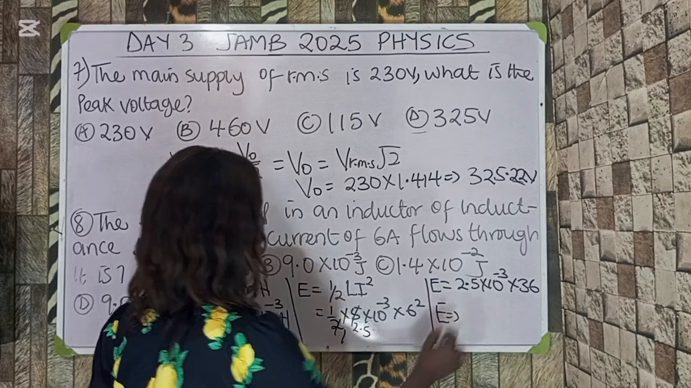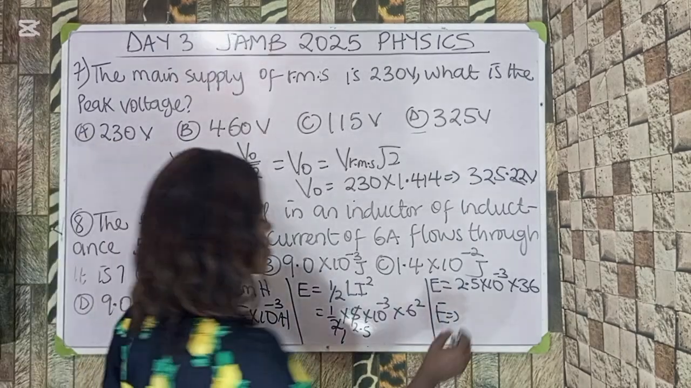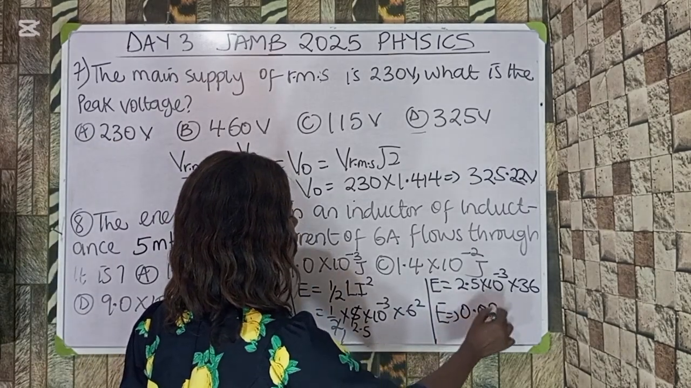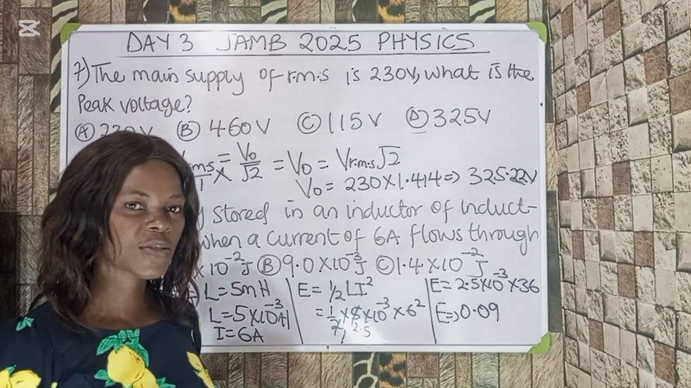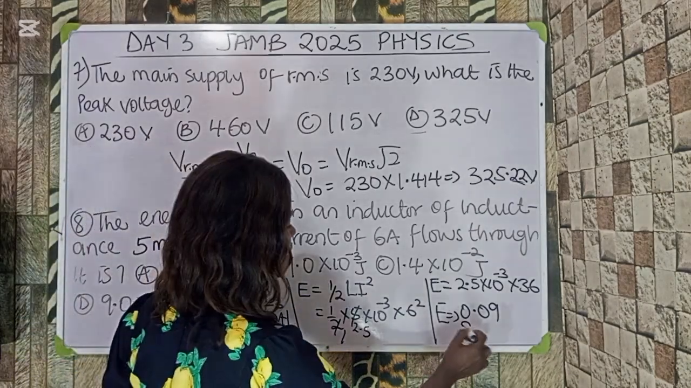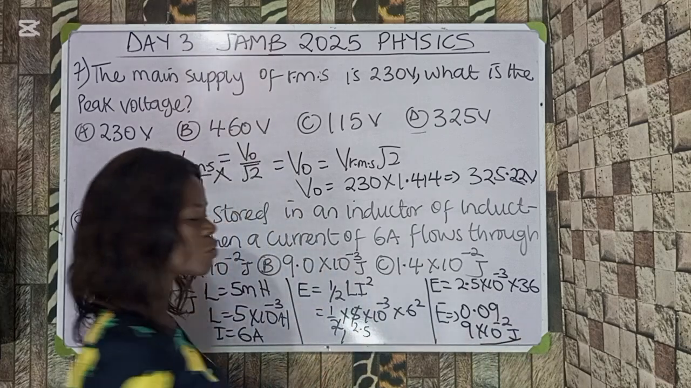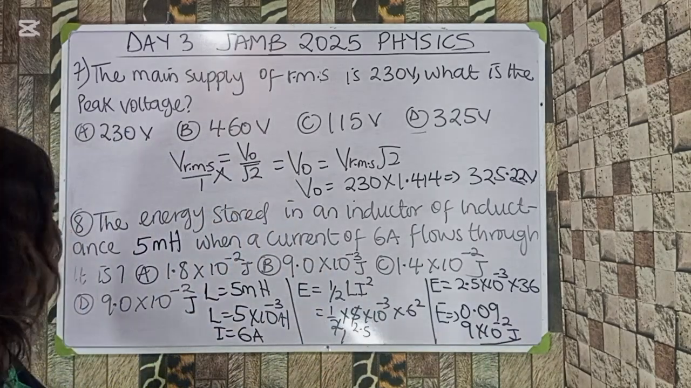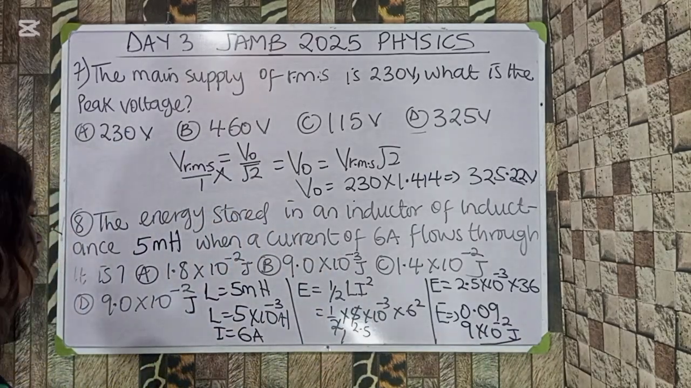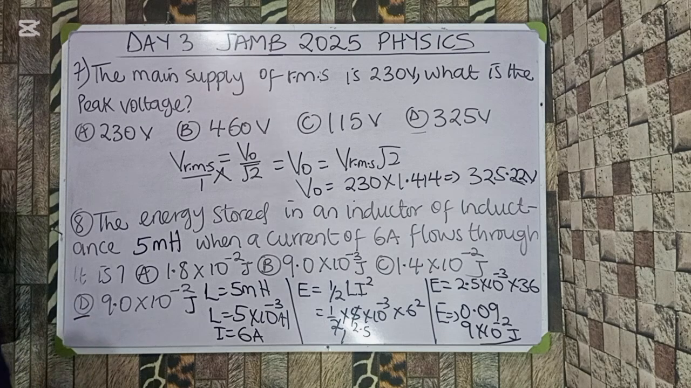Now, by the time you multiply, the answer is 0.09. If you want to change it to standard form, it's going to be 9 times 10 to the power of minus 2 joules. I hope that is clear. Now the correct option to this question is option D.